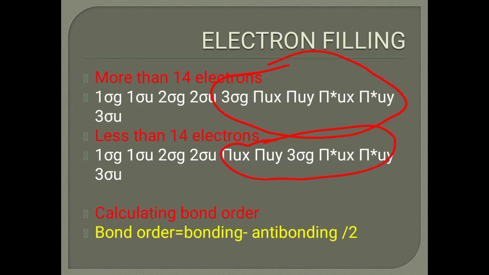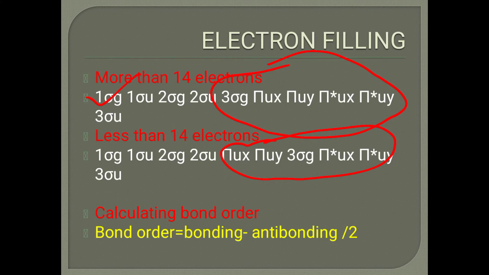First is 1 sigma g, 1 sigma u. Sigma g is your bonding, sigma u is your anti-bonding. Same way, pi u x and pi u y are your bonding, but when it is star, that is pi star g x or pi star g y, that is your anti-bonding. So 1 sigma g, 1 sigma u, 2 sigma g, 2 sigma u, 3 sigma g, pi u x, pi u y, pi star g x, pi star g y and 3 sigma u. This is the order for when the number of electrons is more than 14.